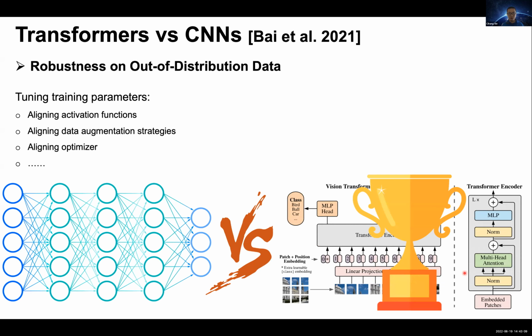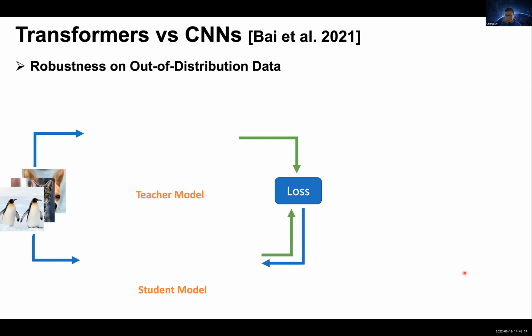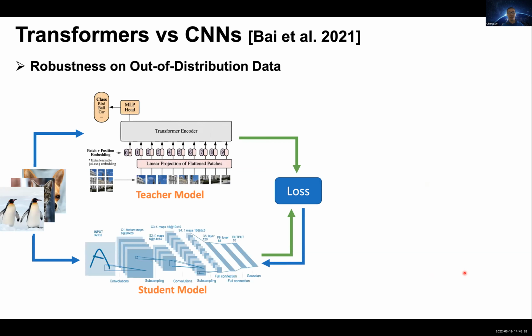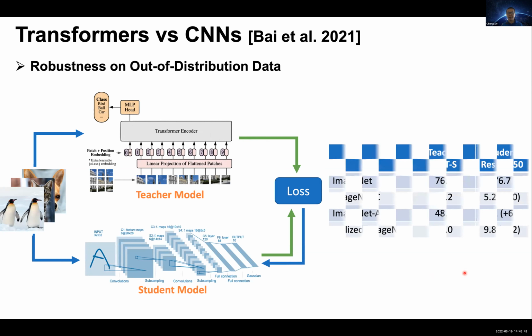And some further evidence that we conduct here is that we do some knowledge distillation experiments to further align their training discrepancy. For example, here we use vision transformer as a teacher model, and we use the ConvNets as a student model. We want to see if by doing this, the ConvNet can take the knowledge from the vision transformer and perform robustly on those out of distribution tests.